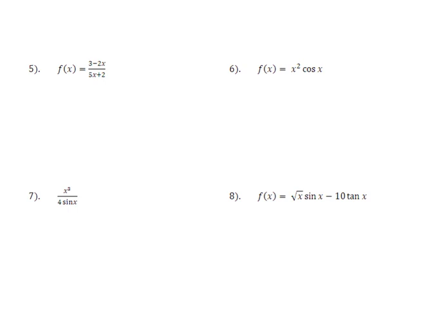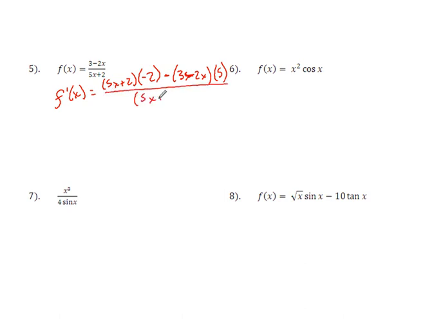5 and 7 are quotient rule, 6 and 8 are product rule. Let's start with number 5, quotient rule. So we're going to say low d high, so the low is 5x plus 2. D high, that is a negative 2, minus the high, 3 minus 2x. D low, derivative of the bottom is just 5, all over low squared.